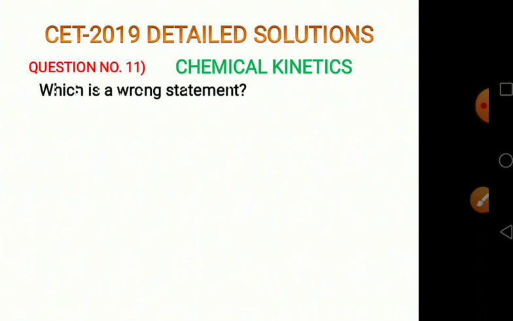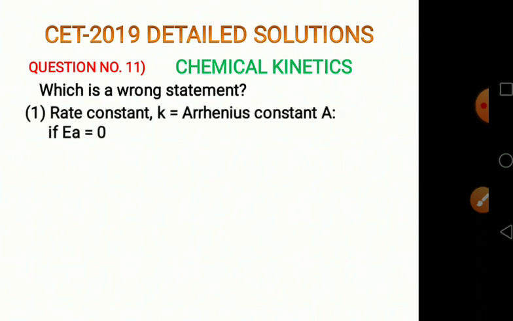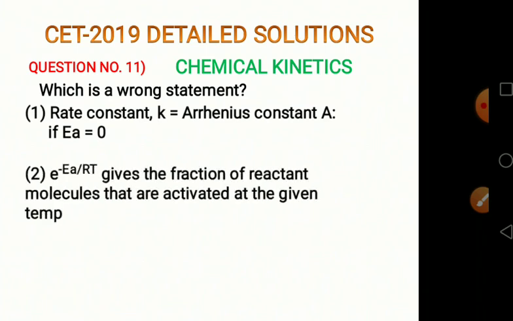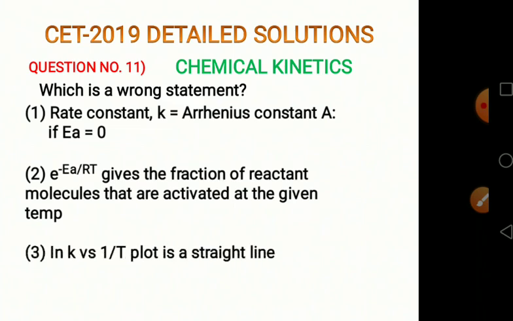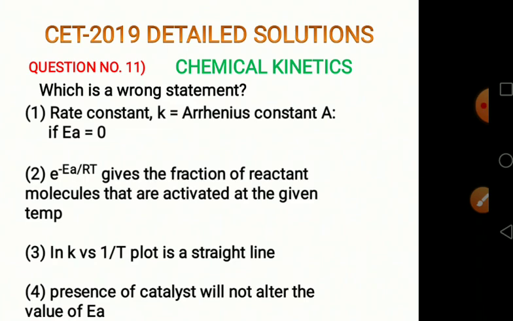From chemical kinetics, which is the wrong statement? Rate constant K is equal to Arrhenius constant A if EA is equal to 0. e to the power minus EA by RT gives the fraction of reactant molecules that are activated at the given temperature. Ln K versus 1 by T plot is a straight line, and presence of a catalyst will not alter the value of EA. Out of these 4 options, it is very easy to take a decision about the catalyst, correct? Now we will see the fourth option, presence of catalyst.